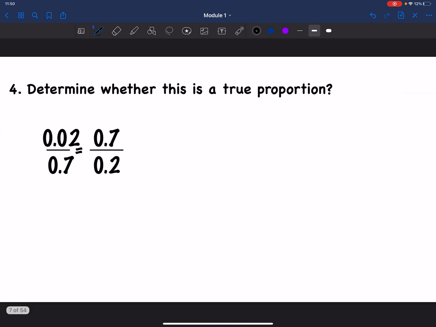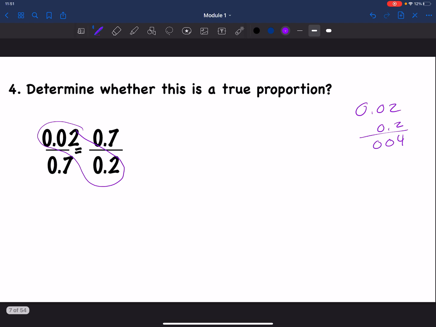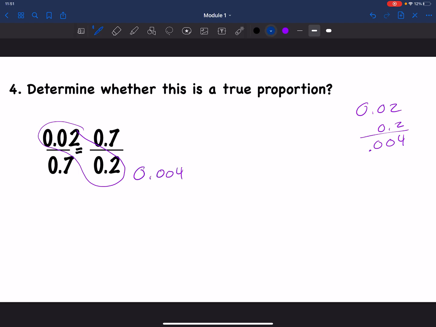Let's look at number 3. Determine whether this is a true proportion. Okay, so I'm going to do 0.02 times 0.2. And for anyone unsure about how to multiply their decimals, let's go ahead and do it out. 2 times 2 is 4, 2 times 0 is 0, 2 times 0 is 0. There's 1, 2, 3 digits in total after the decimal, so I should have the same thing in my answer. So this is 0.004.